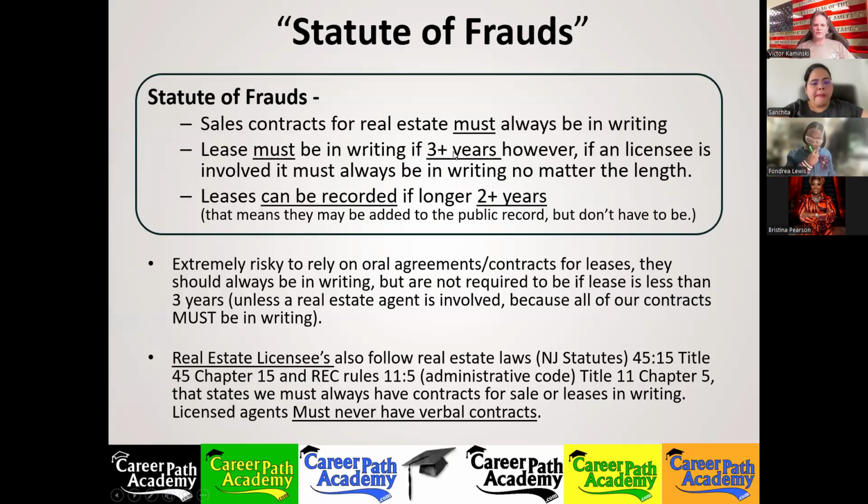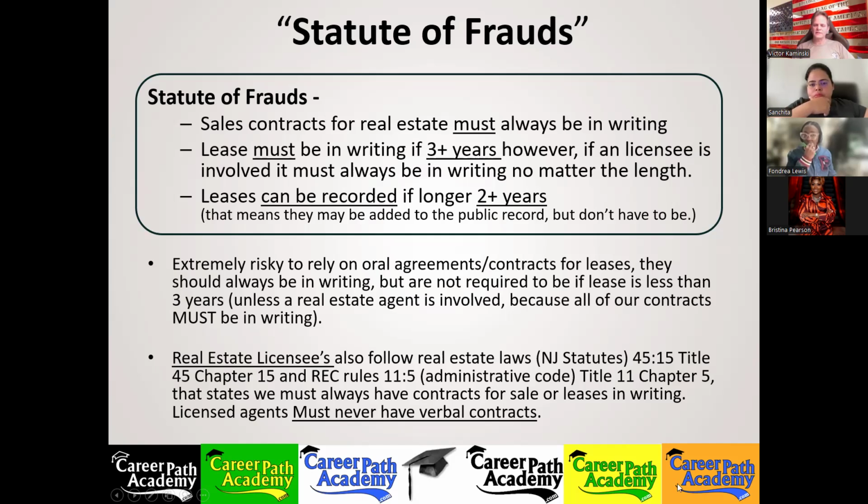So, statute of frauds, there we go. Here's that slide again. Contracts for real estate must always be in writing. Contracts for the sale of real estate must always be in writing. Leases only need to be in writing if they're 3 or more years, but if a licensee is involved, doesn't matter the length of time, it always needs to be in writing. Leases can be recorded if they're 2 or more years so that they can record that long-term interest in someone's property.